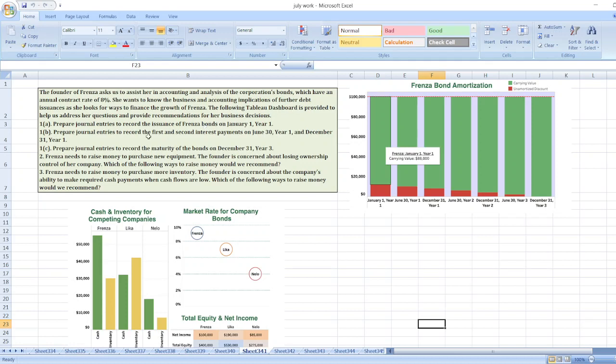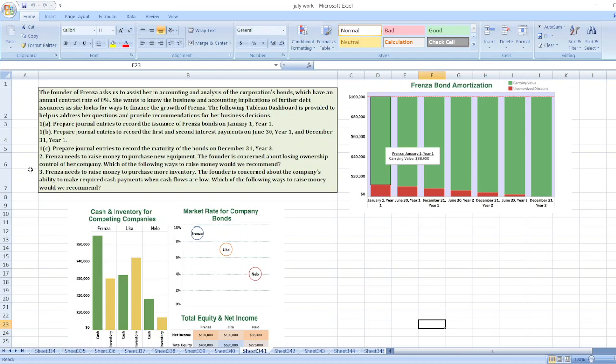her business decisions. First, prepare journal entries to record the issuance of Frenza bonds on January 1st, year 1. Second, prepare journal entries to record the first and second interest payment on June 30, year 1 and December 31st, year 1. Prepare journal entries to record the maturity of the bonds on December 31st, year 3.